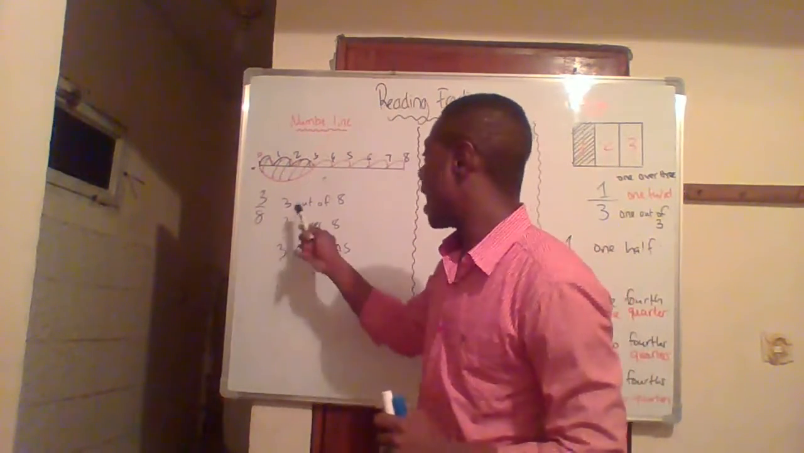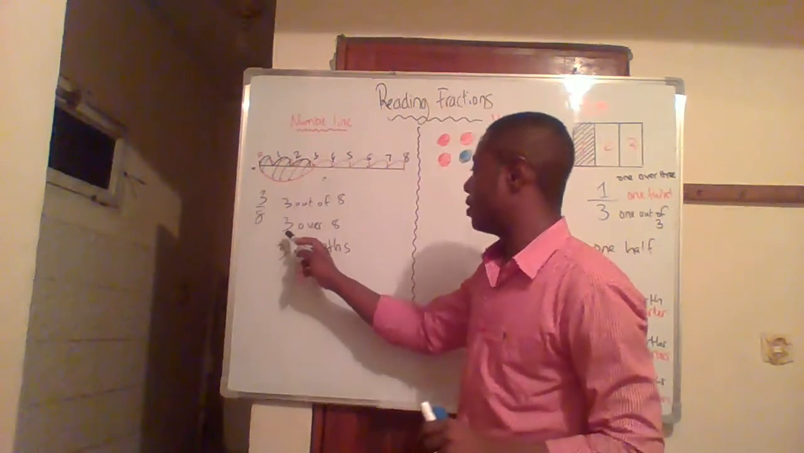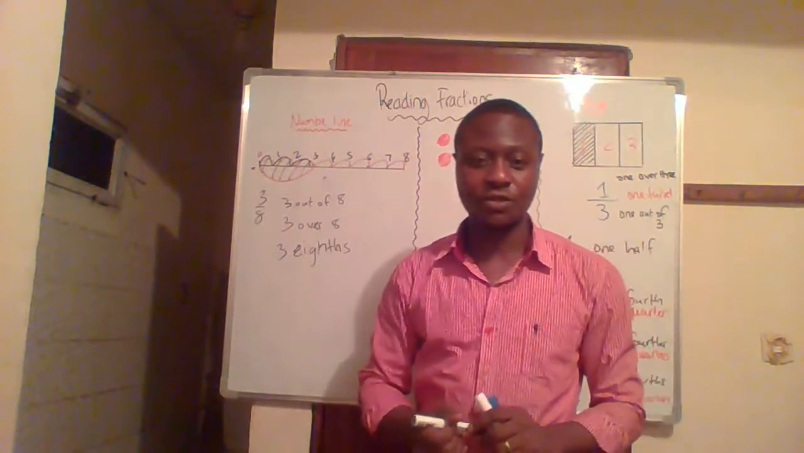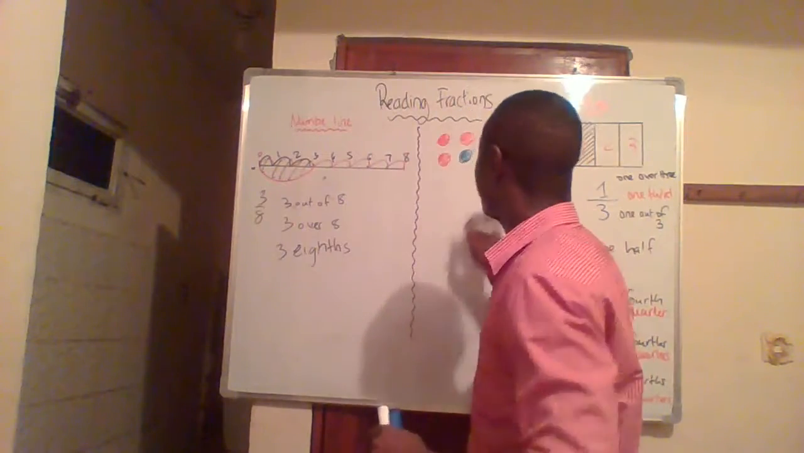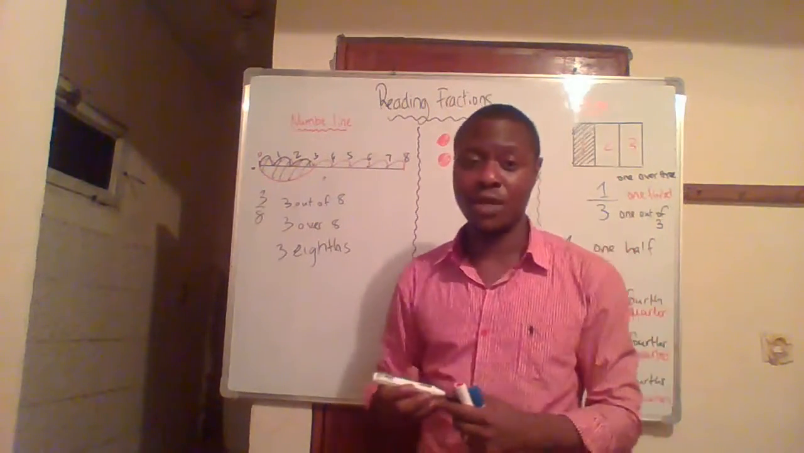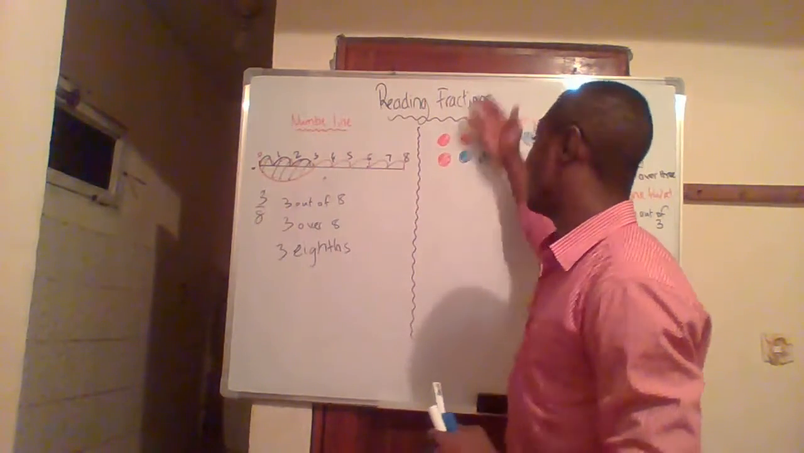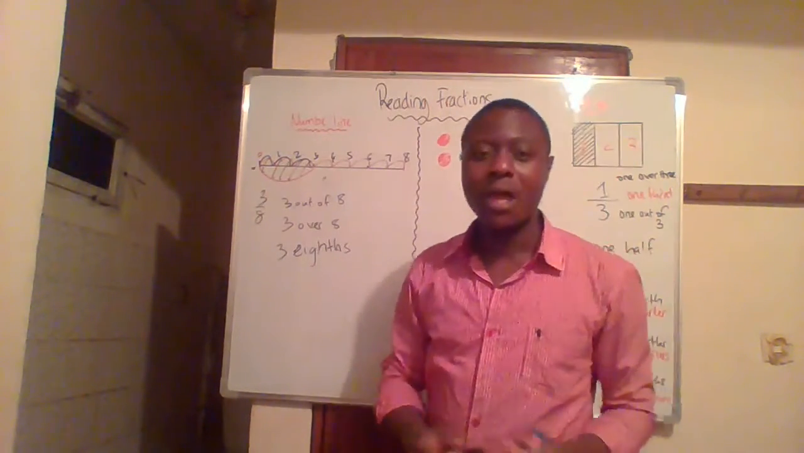So there are ways in which you can name a fraction. You can use the words out of, you can use the word over, and you can use ordinal numbers to name the fractions. So now, you can also have a fraction of a number. I told you a fraction of a number line, a fraction of an area, and a fraction of a number.